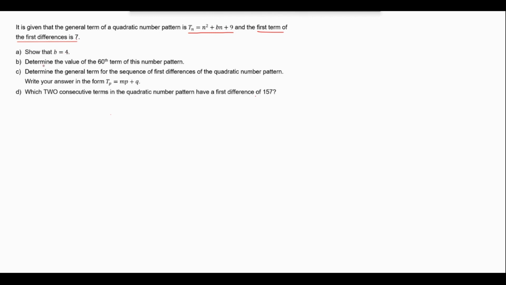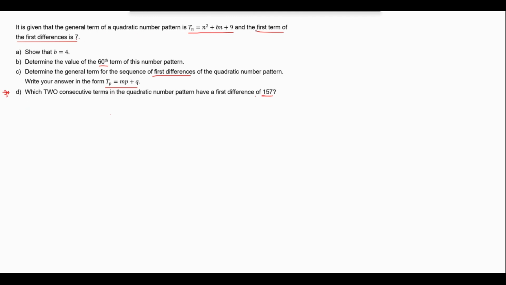We'll do that. Determine the value of the 60th term of the number pattern. Then determine the general term of the sequence of the first differences of the quadratic number pattern. Then write your answer in the form Tp equals Mp plus Q. Which two consecutive terms in the quadratic number pattern have the first difference of 157? This is what I want to explain, but let's do everything.